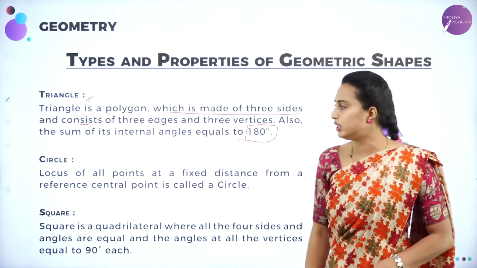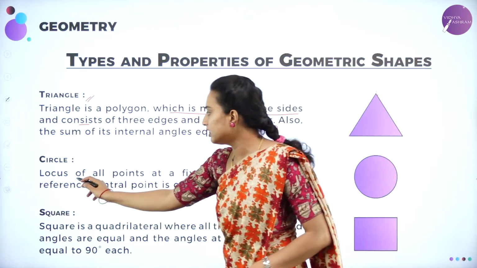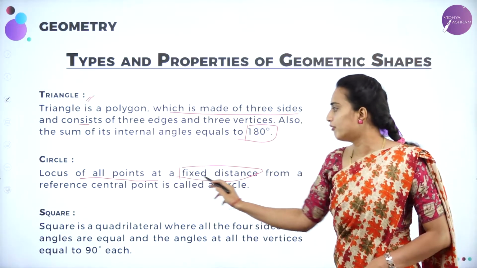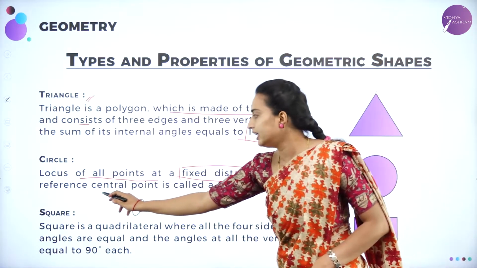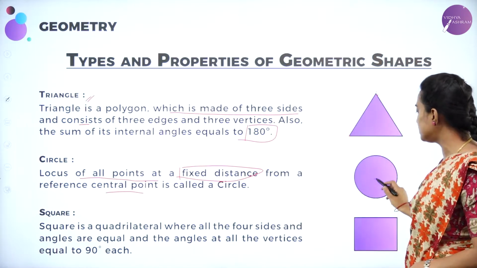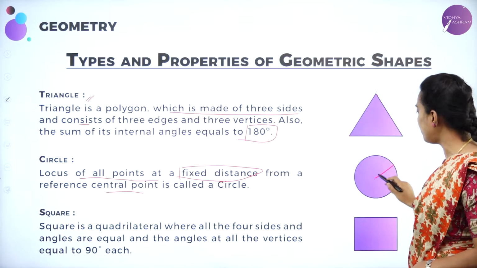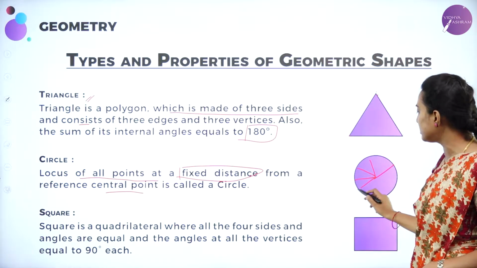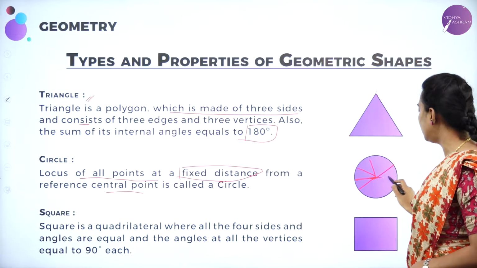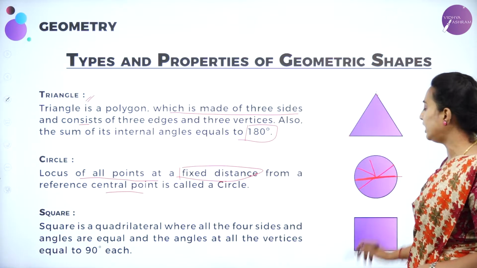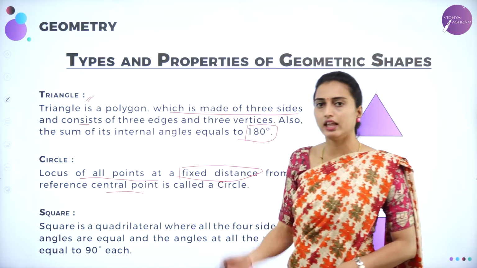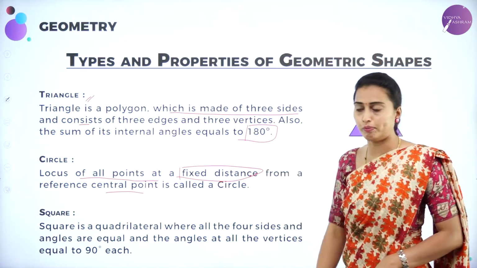This is a basic thing you need to know. And circle. A circle is a locus of all points at a fixed distance from a reference, a central point. This fixed distance is known as the radius of the circle, and 2 times the radius is nothing but the diameter of the circle, isn't it? And the circumference of the circle, you know, is 2 pi r.